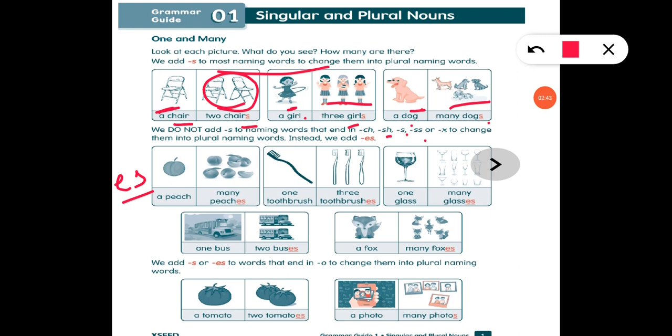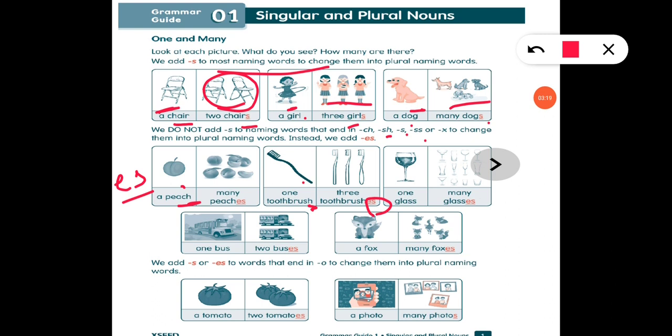For example, look at these words. A peach. Here are many peaches. So we add es. Why do we add es? Because there is a ch at the end of peach. One toothbrush, three toothbrushes. We add es to make it plural. Why? Because the word ends with sh.